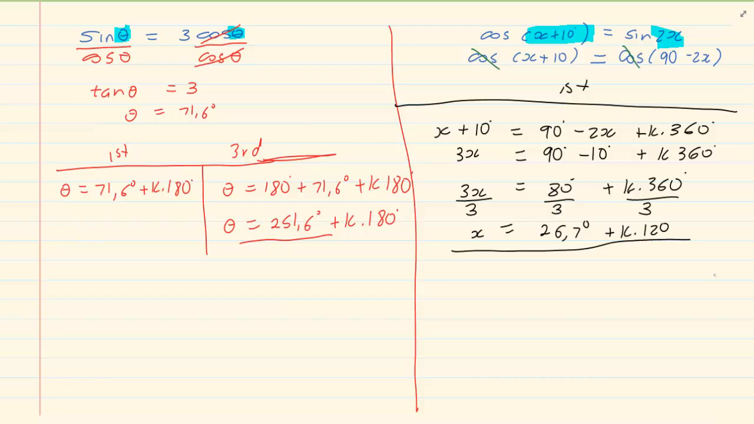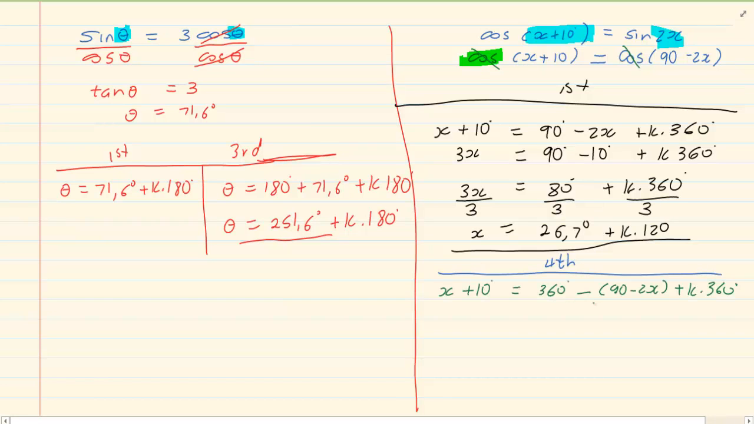Now let's do the fourth quadrant. Why am I choosing the fourth quadrant? Because I'm specifically working with cos, and since they are unknowns, we accept it as positive. So for the fourth quadrant, we have 360 minus, open brackets, 90 minus 2x, plus k 360. So it's x plus 10 is equal to 360 minus 90 plus 2x plus k 360.